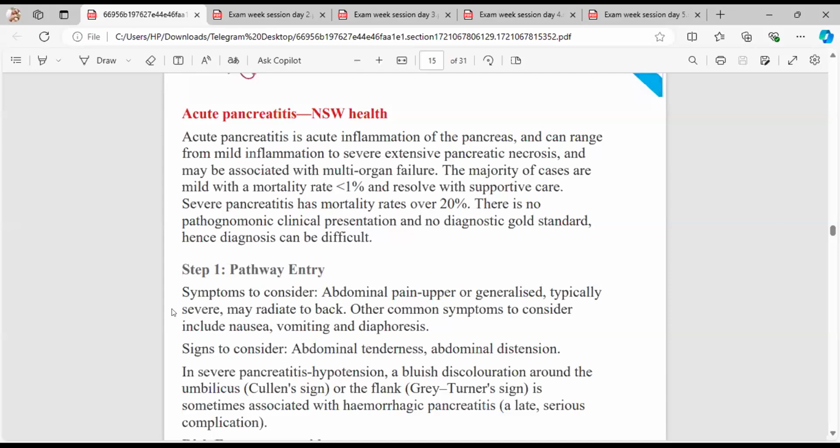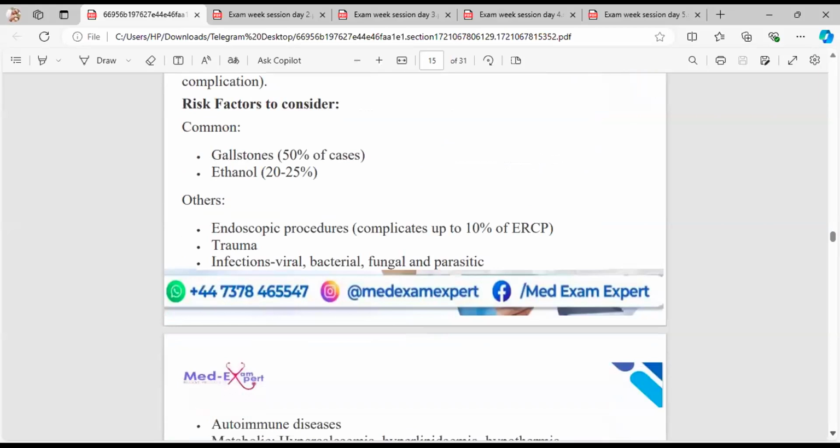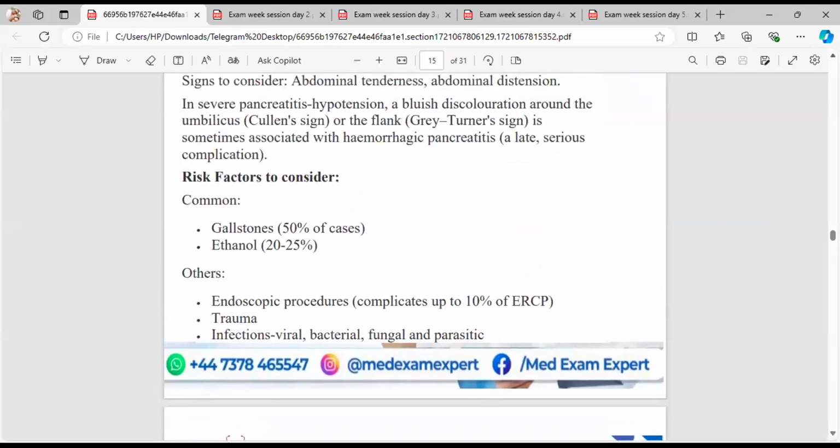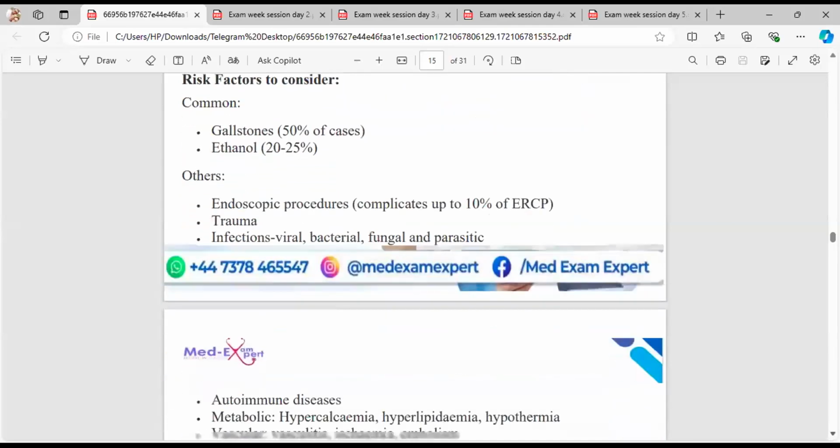Step number 1, pathway: the symptoms to consider, abdominal pain, upper. These are the steps. Because I have only 1 hour left, I will show you the important points only. Risk factors to consider: as I already told you, alcohol is a very important risk factor, and second, gallstone. Gallstone accounts for 50% of the cases, and ethanol 20 to 25%. These are the other risk factors as well.